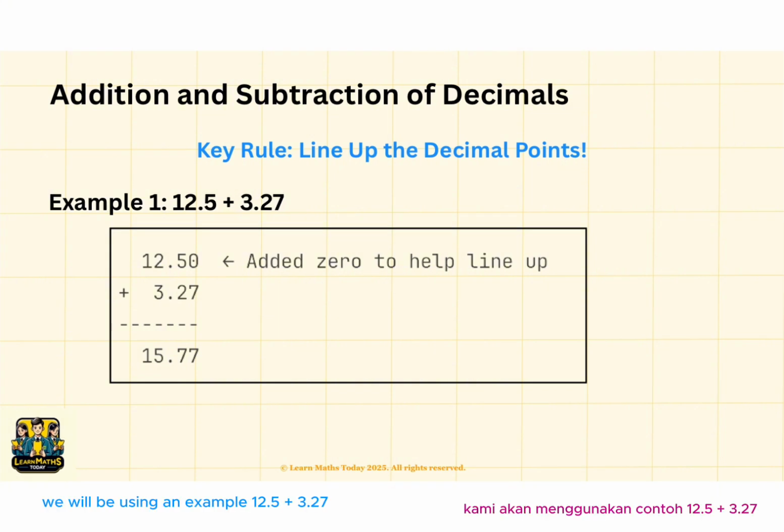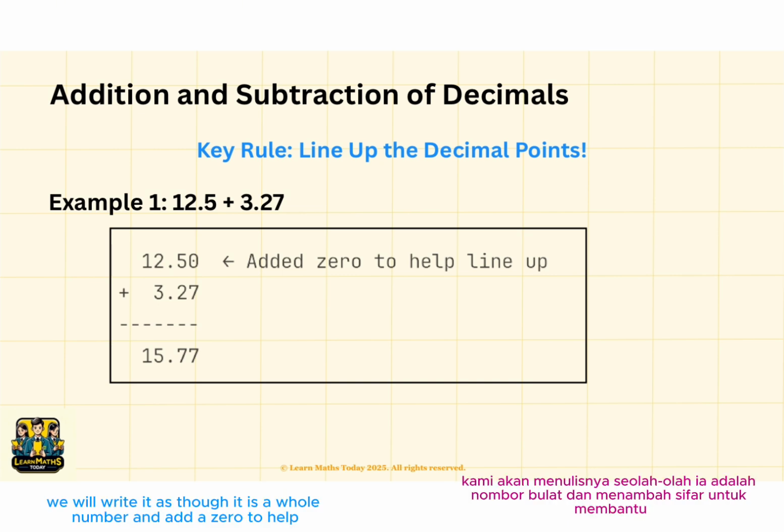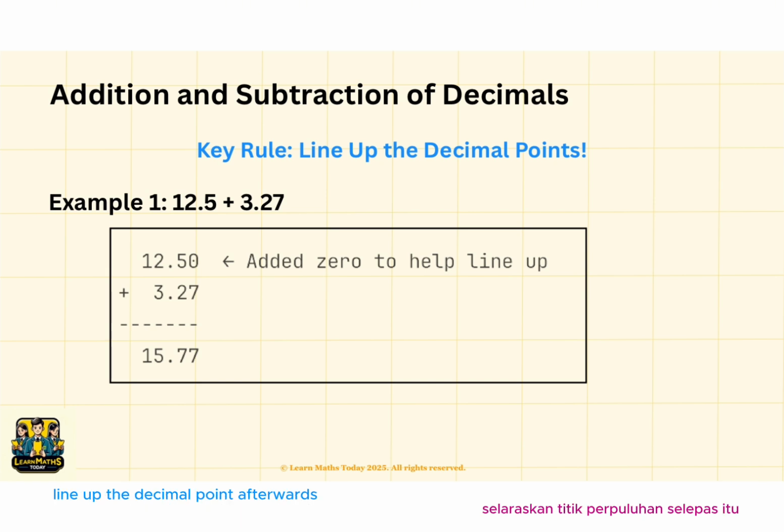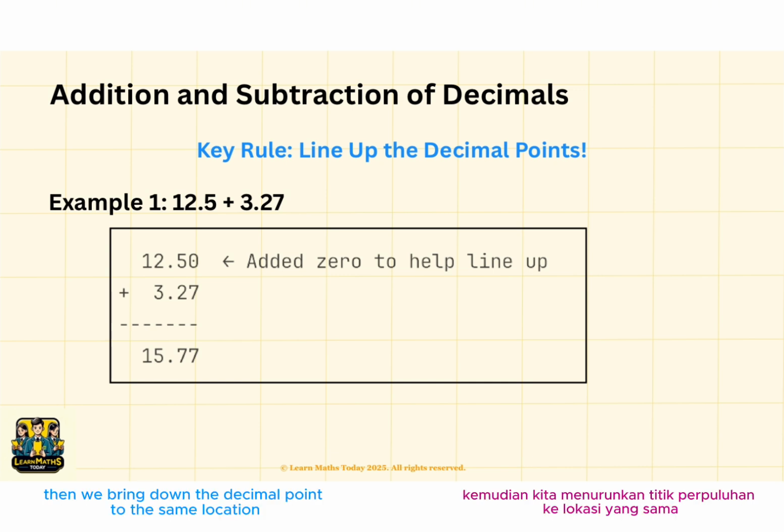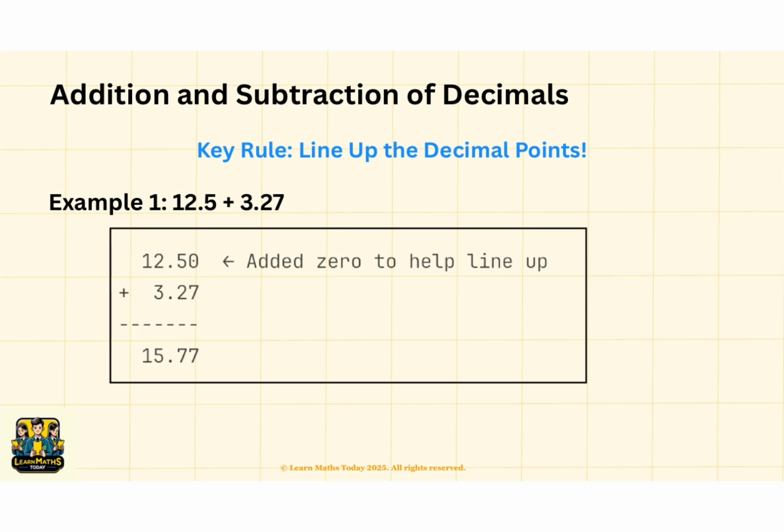We will be using an example, 12.5 plus 3.27. We will write it as though it is a whole number and add a zero to help line up the decimal points. Afterwards, we would add it as though it is a whole number, giving us 1577. Then we bring down the decimal point to the same location, giving us 15.77.